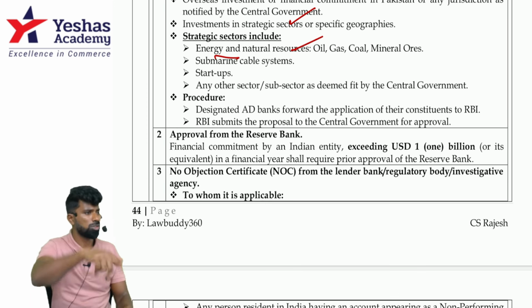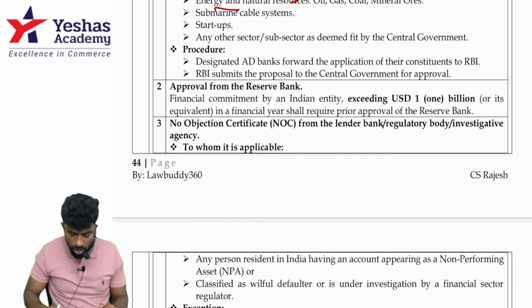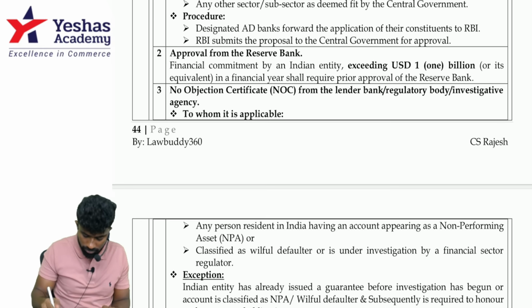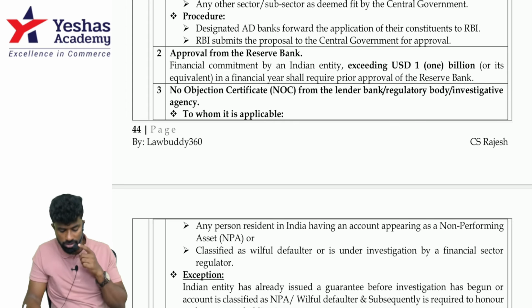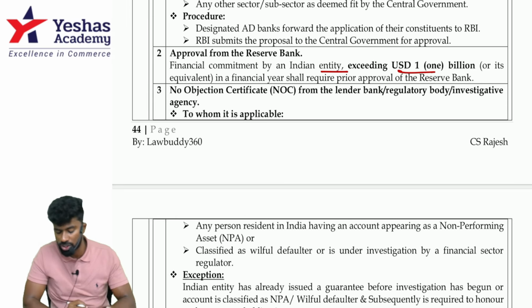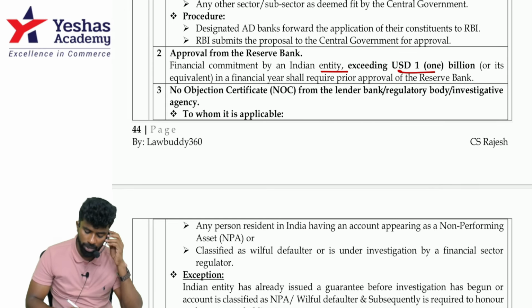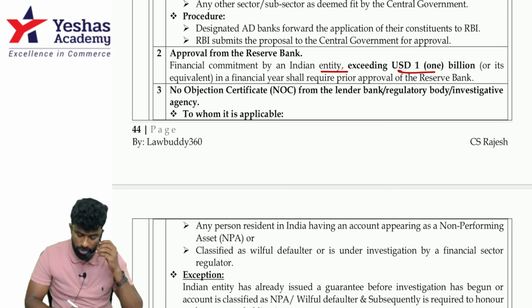What is the procedure? You submit documents to the AD bank, they will submit documents to whom? Central government. Next one, approval from whom? Reserve Bank. Financial commitments by an Indian entity exceeding how much? 1 billion. 1 billion in a financial year shall require prior approval of whom? Reserve Bank. This one is most important.